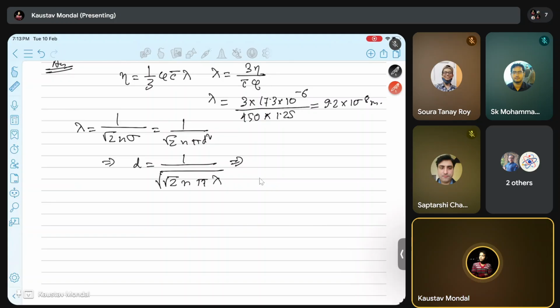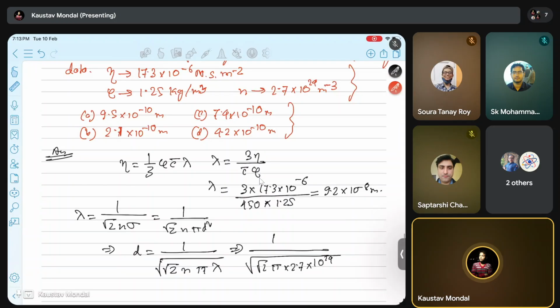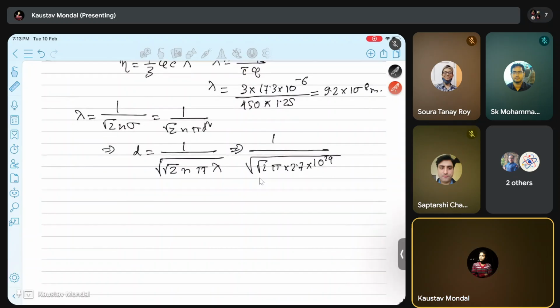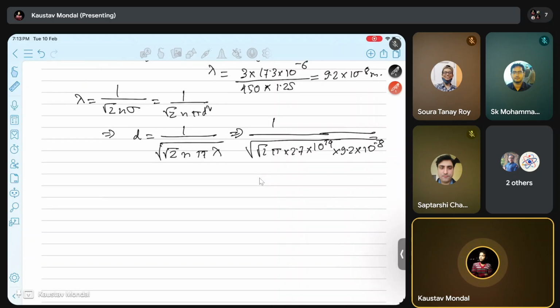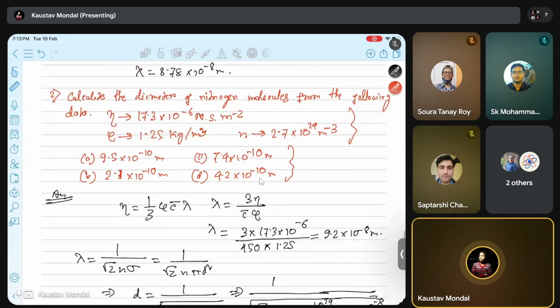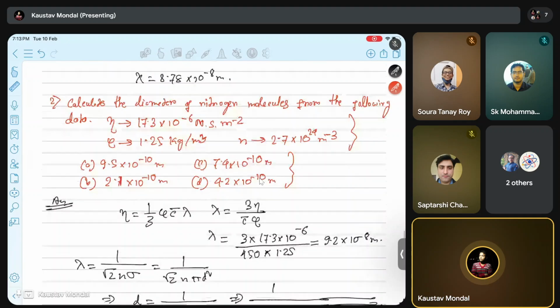If you substitute all this, you'll get 1 by square root of root 2 pi into 2.7 into 10 to the power 24, that is the number density given, into 9.2 into 10 to the power minus 8. Now if you calculate all of this, you'll get d as 9.5 into 10 to the power minus 10 meter. So it's all basically a game of substitution, using the formula and doing the proper substitution.